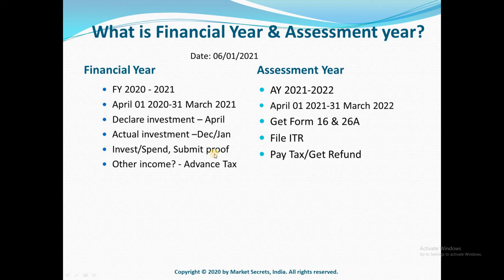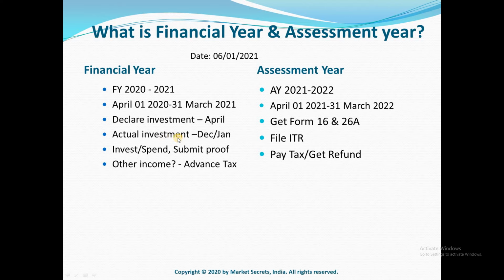So this is just the items that we have discussed in the last episode. You can invest in various investment options, and you can spend on specific items like HRA, LTA, and you can submit the proofs and claim the deductions. So this is what actual investment proof submission is.